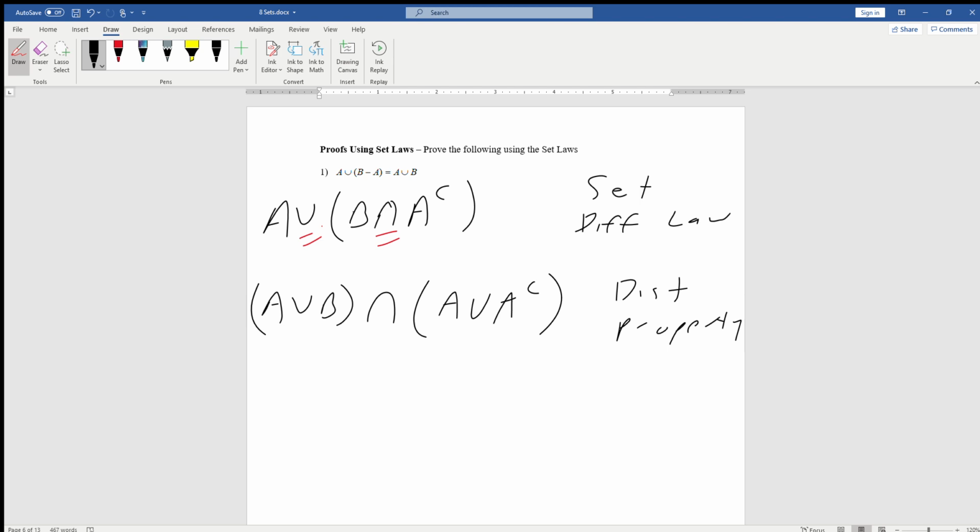After the distributive property, we notice that we have A or A complement. So in this instance, we take a look at our laws, and A union A complement becomes the universe. So this becomes (A union B) intersect the universe. For the universe, I'll designate it using this notation, because sometimes the U for union looks similar to the universe. Again, that's a complement law.